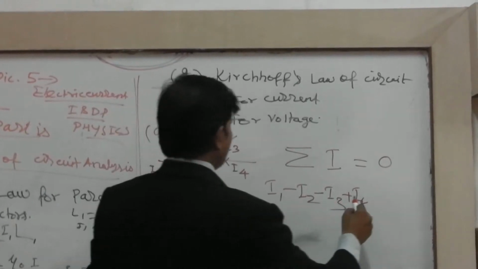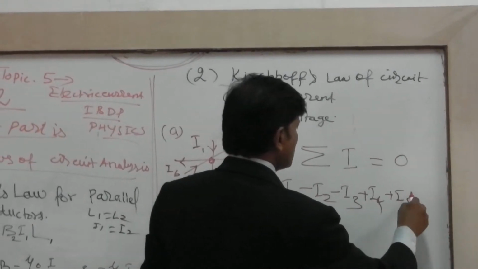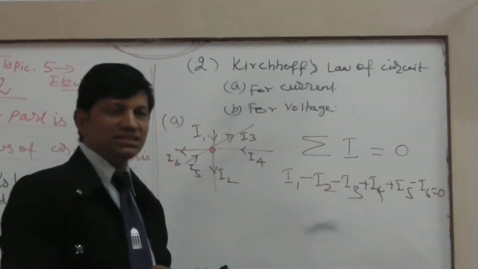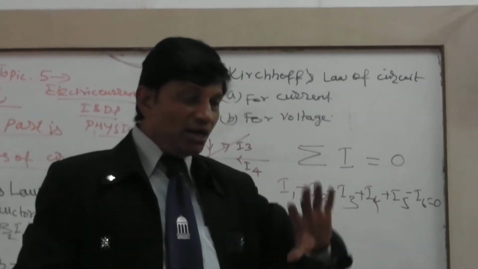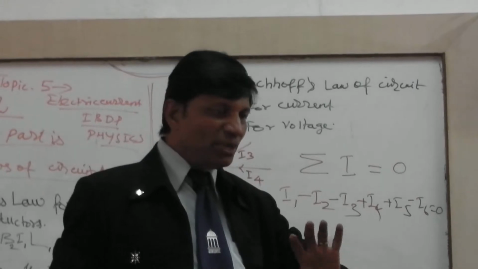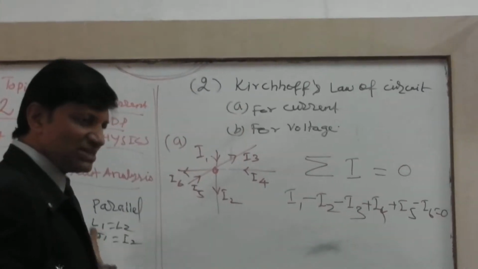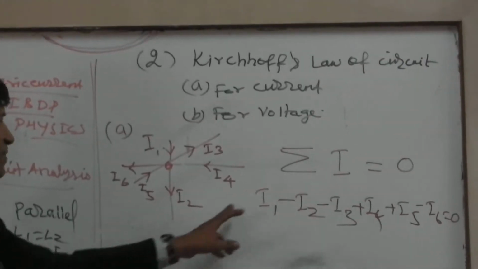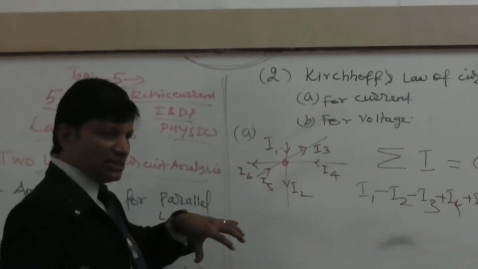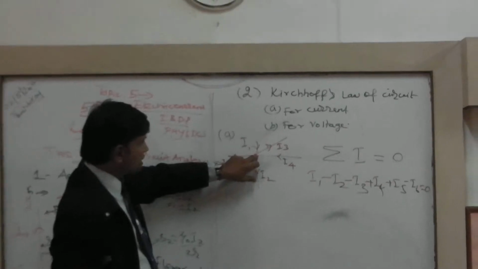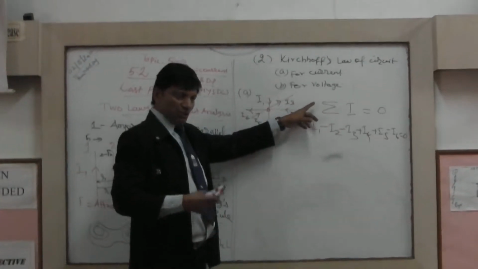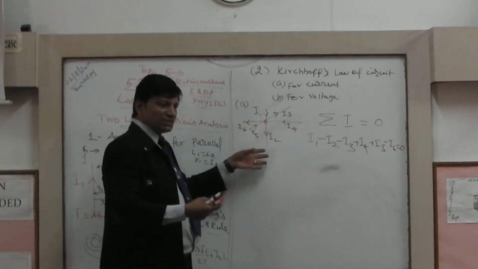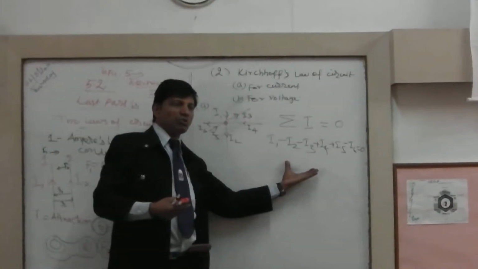I5 positive, I6 negative. So this is what Kirchhoff said: in order to analyze, so far you are not analyzing a complicated circuit. What we are analyzing is very simple. There are some circuits with one supply and another supply, so many complicated circuits are there. With respect to this junction, current is leaving. You decide in advance: leaving means negative, approaching is positive. So this forms one equation.